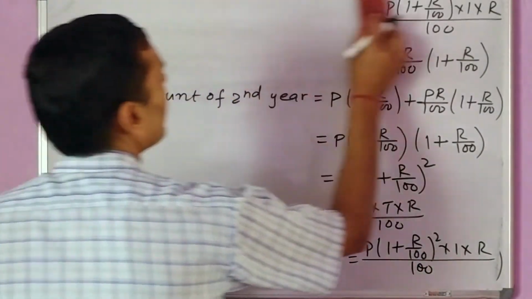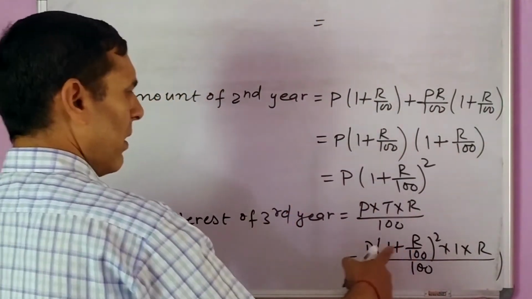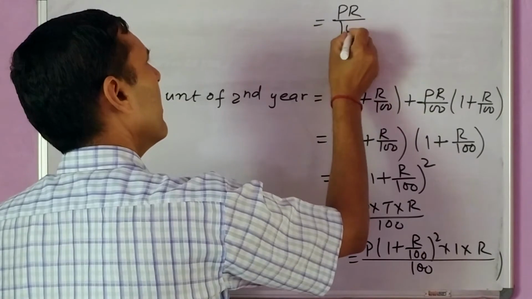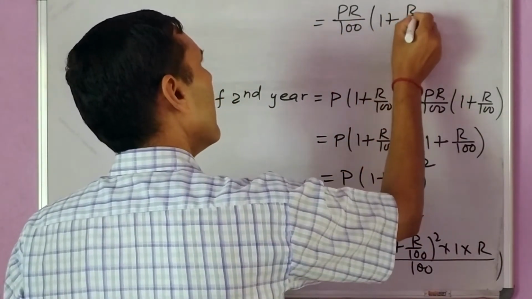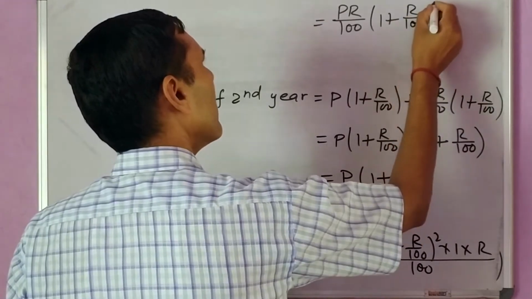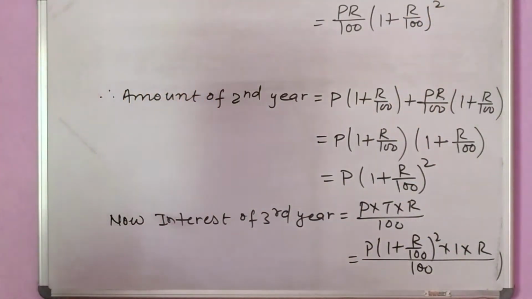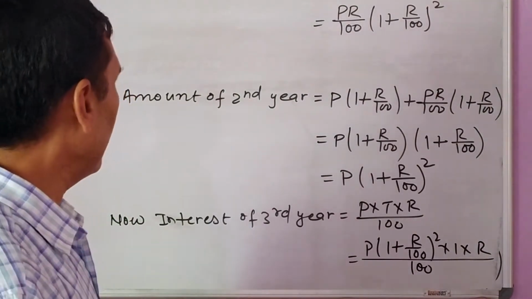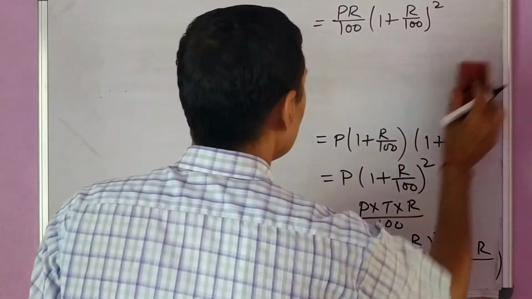So I am writing here, PR upon 100, and 1 plus R upon 100 whole square as it is. So this is the interest of third year. When we add this interest of third year to the principal of the third year, we will get the amount of third year.